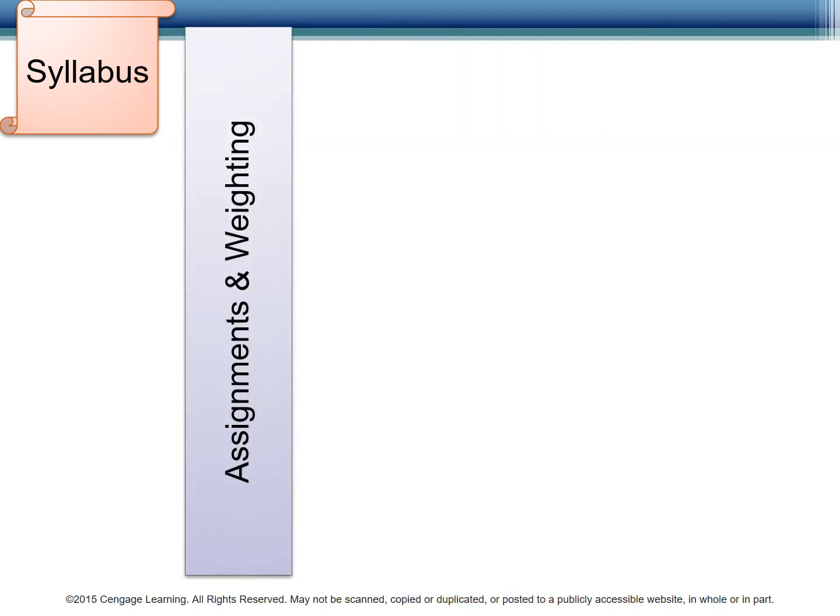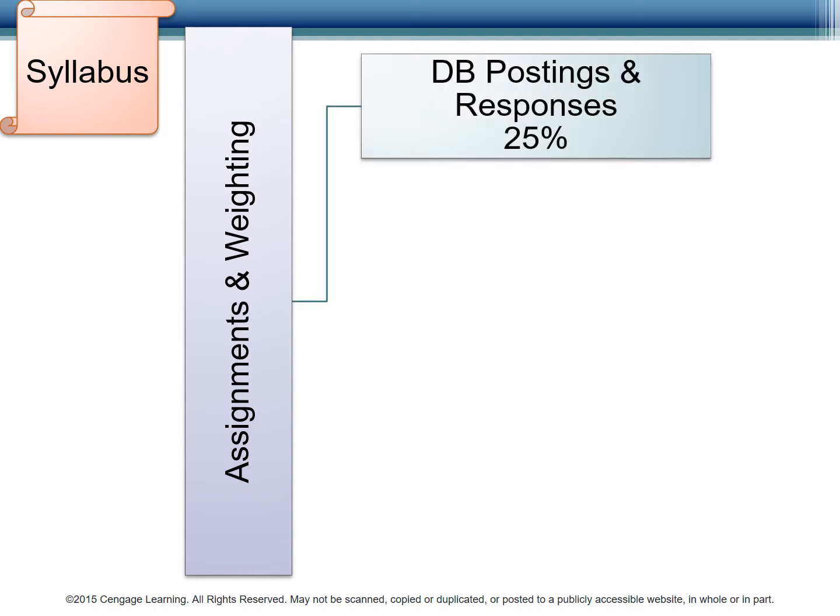There are 4 major components of the assignments in this class. First are the discussion board postings and responses worth 25% or 25 points of your final grade. The introduction discussion board is not graded. There are 5 graded discussion board postings. Each discussion board is worth 5 points, 4 for the post and 1 for the response. Note that I don't grade the discussion board postings until after both post and response are completed for a topic.